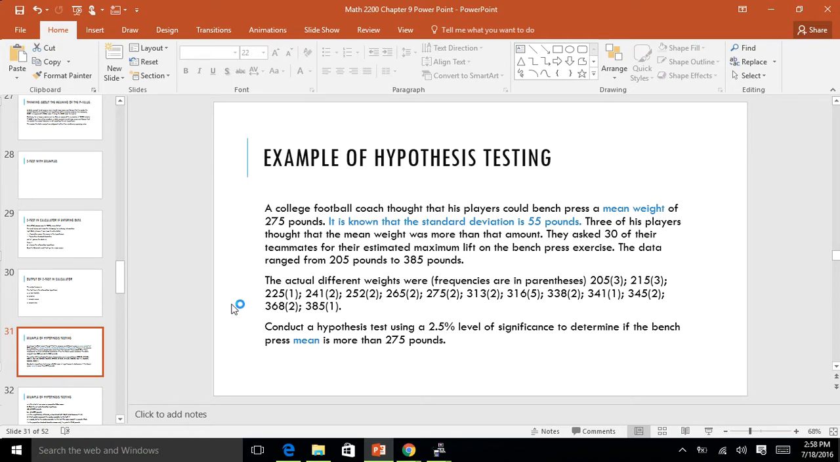So what they did is they put 3 players could bench press 205, 3 could bench press 215, and they wrote it that way as opposed to writing everything out. So you're asked to conduct a hypothesis test using a 2.5 level of significance to determine if the bench press mean is more than 275 pounds.